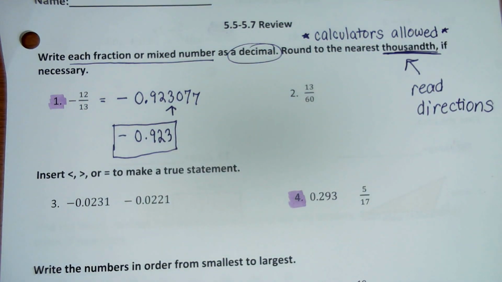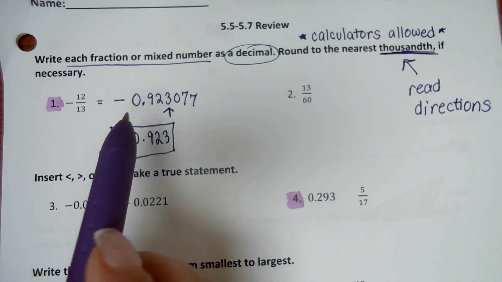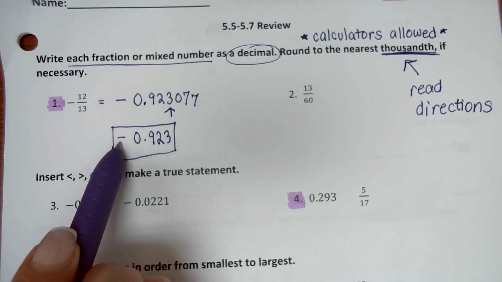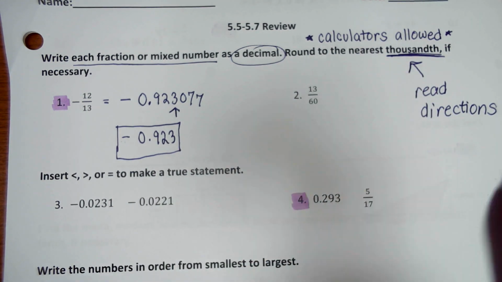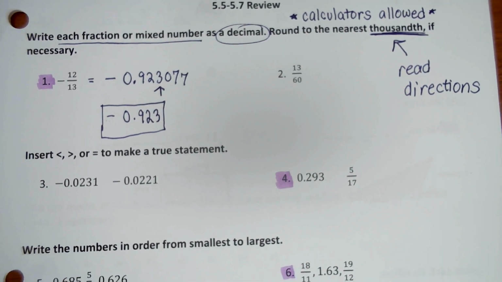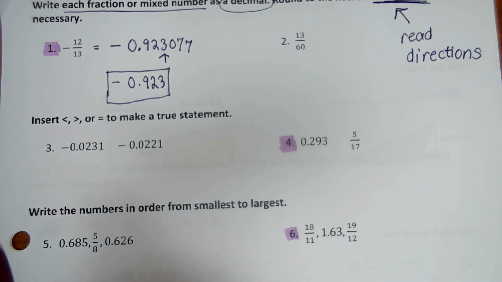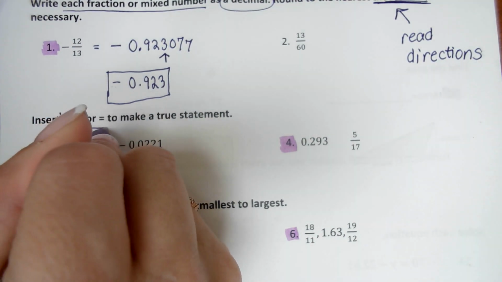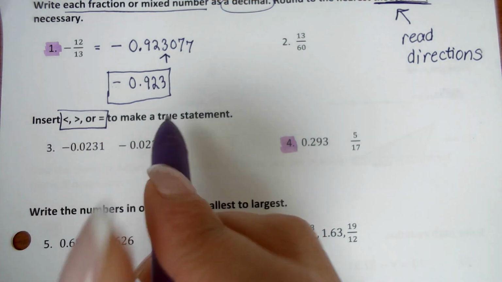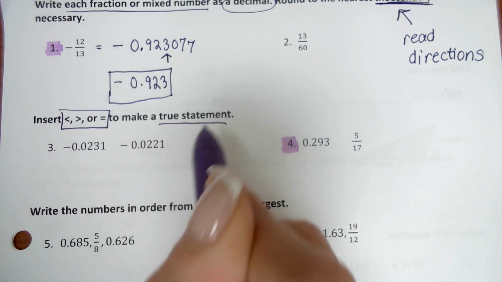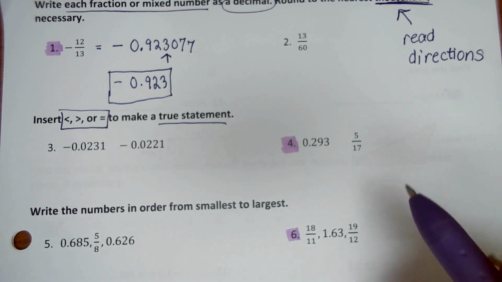Now, the things I will look for when I grade quizzes is, do you have the correct sign? If it's negative, do you have the negative sign? And is it correctly rounded to the noted place value? All right. Now, the next type of question you will see is a comparison question. They're asking you to insert the correct symbols to make each sentence a true statement.